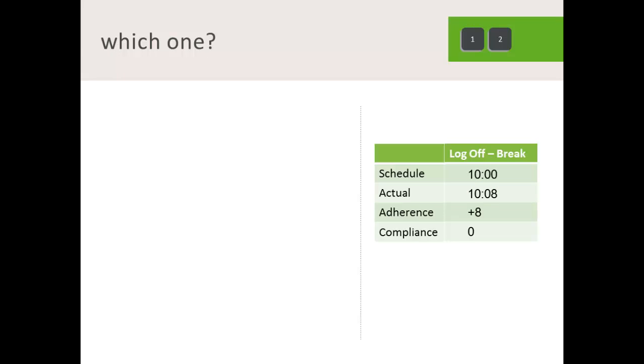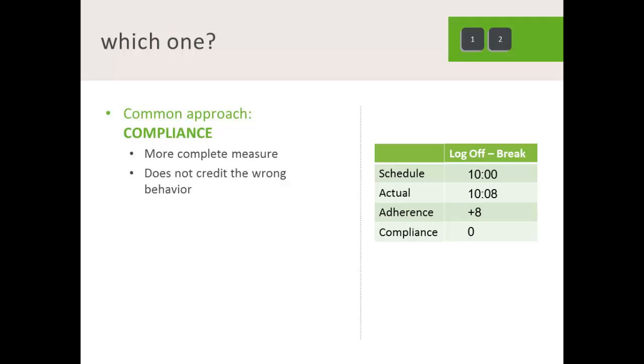Okay, so that's our example. Which one do you use? Well, the difference obviously was in how they treated that late log off for break. Now, the common approach here, most people say use compliance. It's a complete measure because it includes the timing of what's going on, and we care about timing in call centers, right? So people that just decide to log off late or log off early, we're not going to credit the wrong behavior when we use compliance.